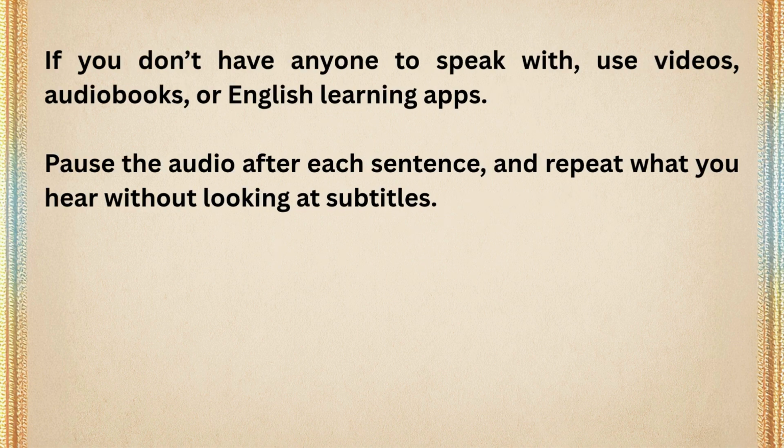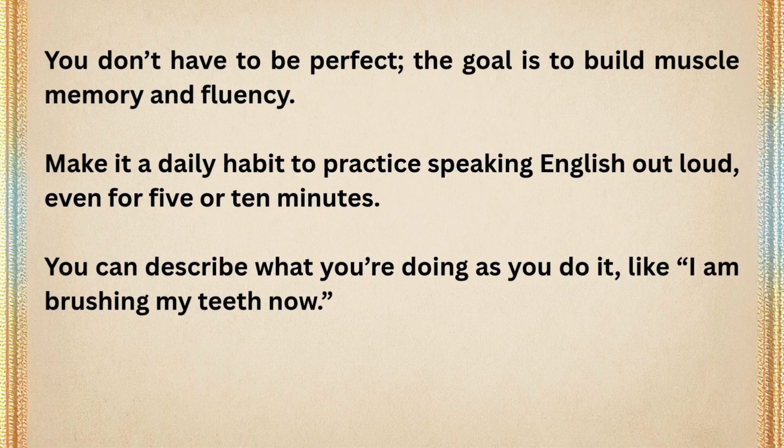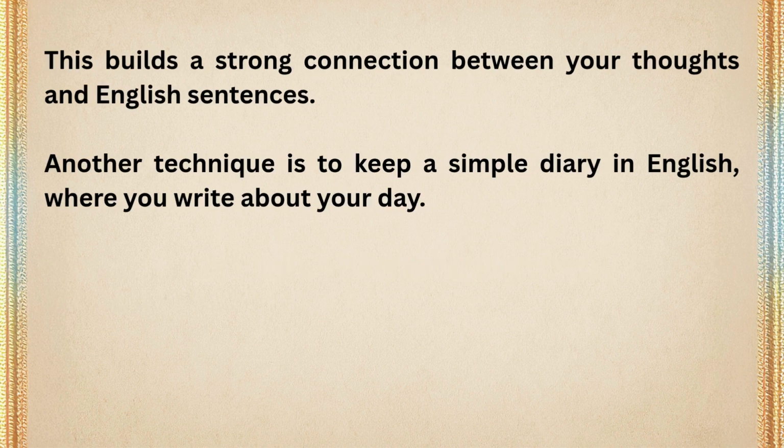If you don't have anyone to speak with, use videos, audiobooks, or English learning apps. Pause the audio after each sentence and repeat what you hear without looking at subtitles. You don't have to be perfect. The goal is to build muscle memory and fluency. Make it a daily habit to practice speaking English out loud, even for 5 or 10 minutes. You can describe what you're doing as you do it, like, I am brushing my teeth now. This builds a strong connection between your thoughts and English sentences.